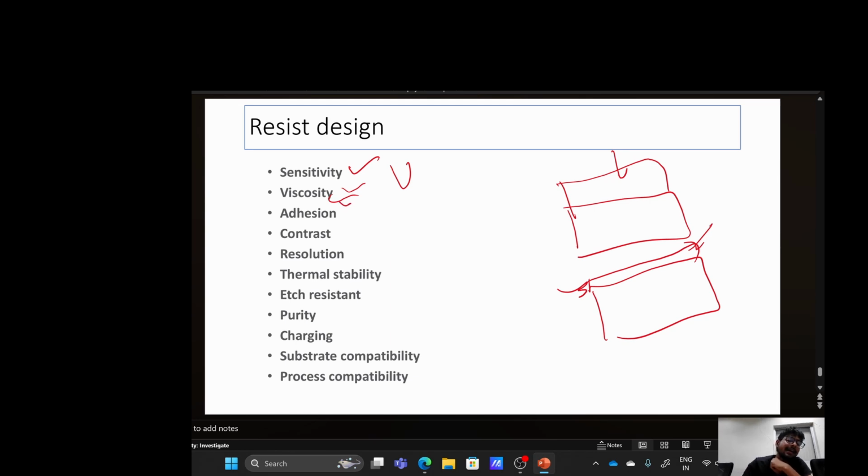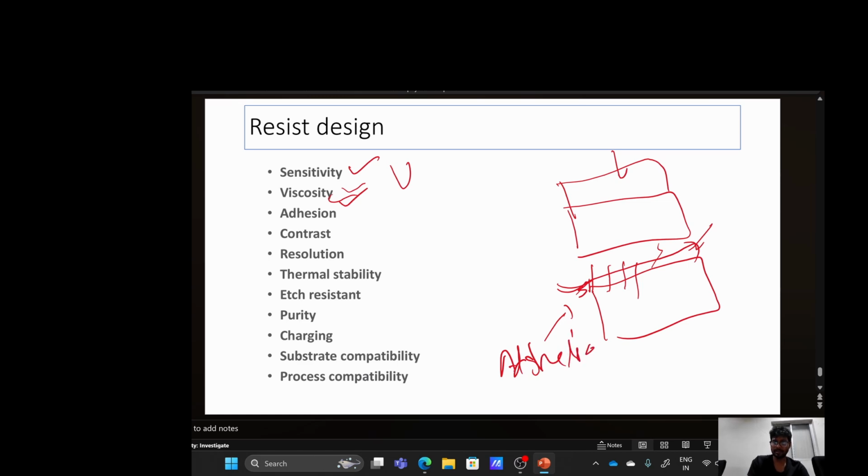And adhesion is critical, because if there is a problem with adhesion, your photoresist will peel off, during the development time or at any time, and you won't get any feature size. So what you can do is use adhesion promoters.